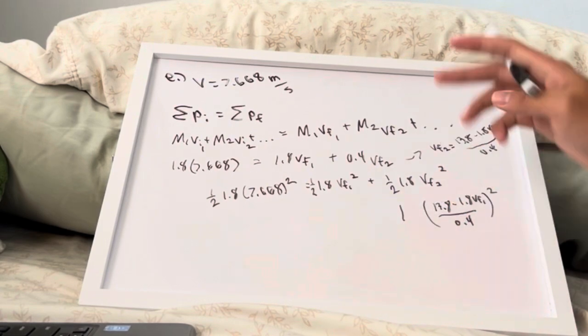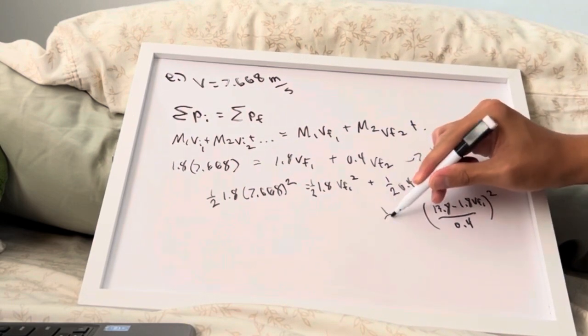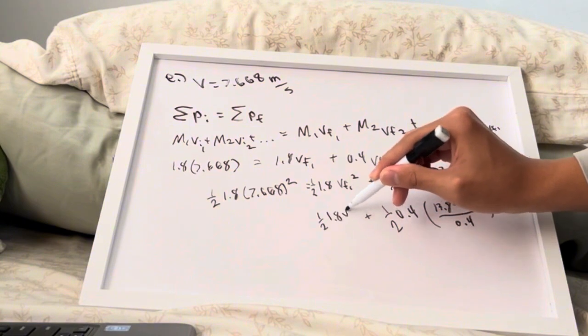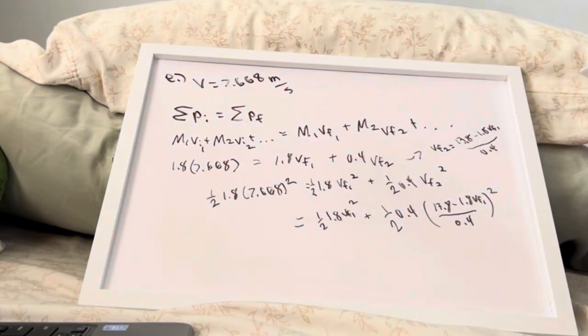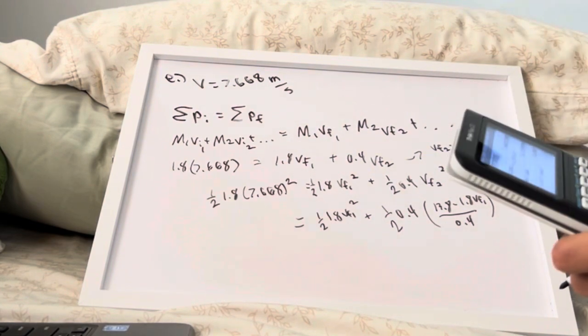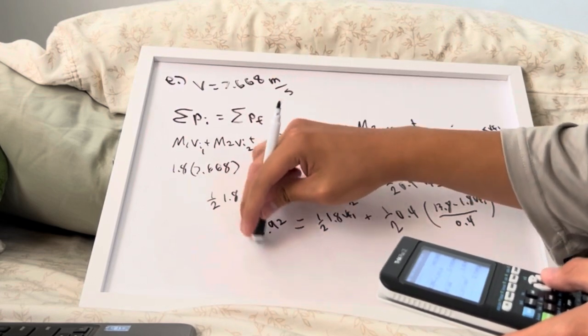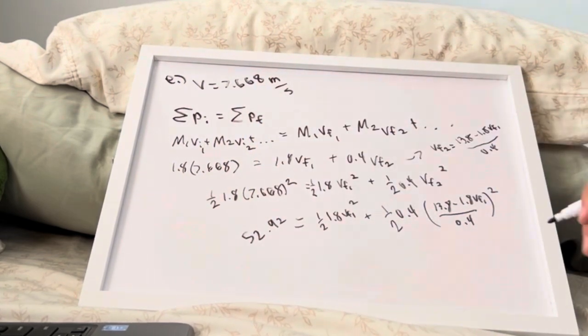And this is going to be, no, not 1.8, 0.4. 1/2 0.4 right here, plus 1/2 1.8 vf1 squared. And that's going to be equal to a constant over here. Let us find that constant, 1/2 times 1.8 times 7.668 squared. That constant is going to be 52.92.